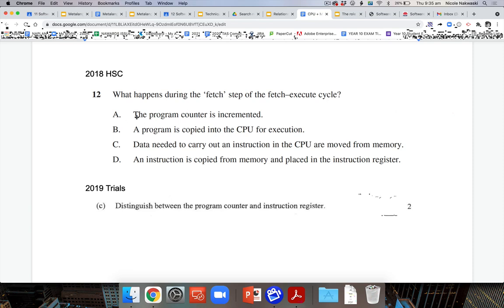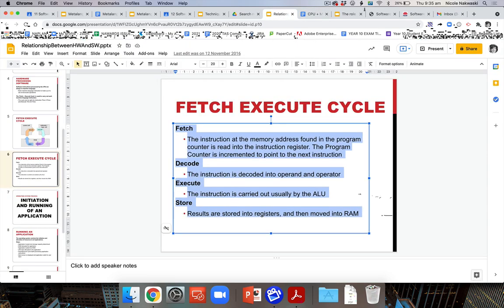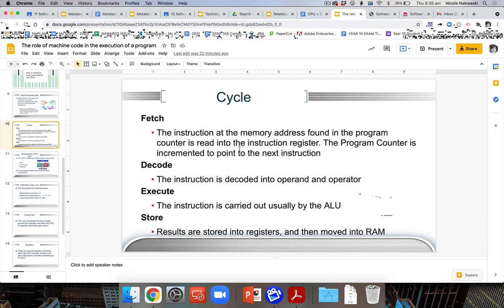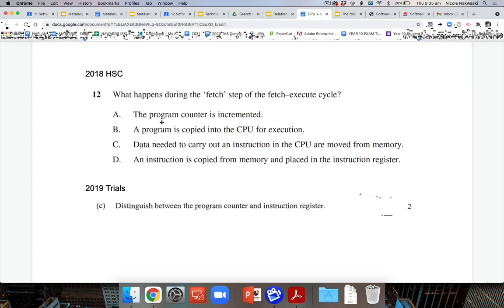Okay, so let's look at this. The program counter is incremented. I know that definitely happens because if I go back to here, it says the program counter is incremented to point to the next instruction. I know that definitely happens in fetch. A program is copied into the CPU for execution. What? That doesn't even make sense. No program is copied. We're talking about instructions, so that guy's gone. Data needed to carry out an instruction in the CPU are moved from memory. Well, it's not really data that I'm moving. It's more the instruction that I'm grabbing, so C's gone.